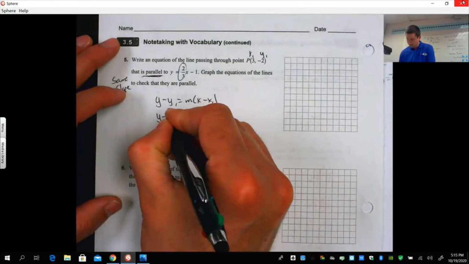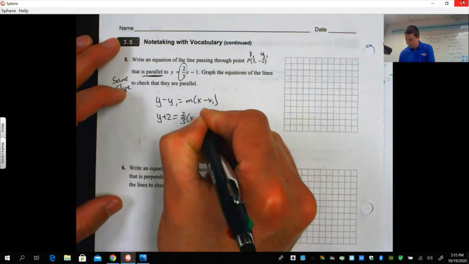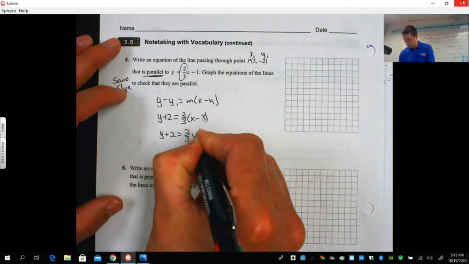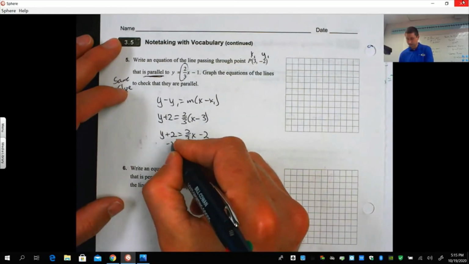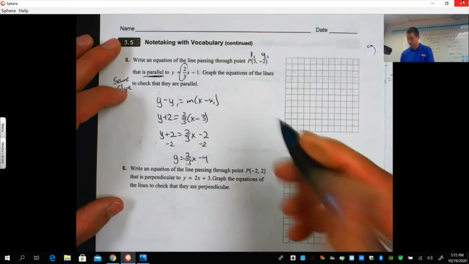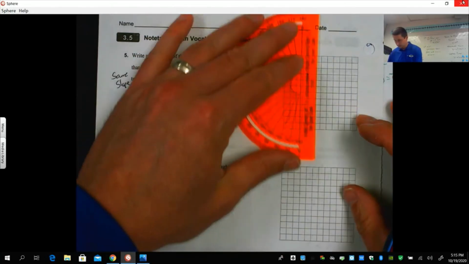So y minus negative 2, so y plus 2 equals 2/3 times x minus 3. So y plus 2 equals 2/3 x. 2/3 times 3 is 2. So minus 2, minus the 2 from that, you get y equals 2/3 x minus 4. So graph both of these to make sure they are parallel.